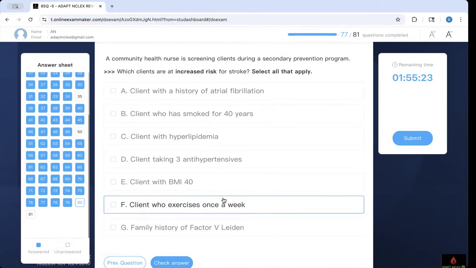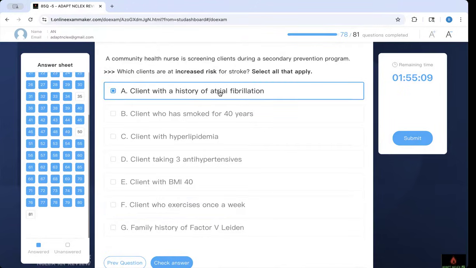Your BMI is high. You exercise once a week. Factor V Leiden. What do you think? Which of this is a problem? Make you more at risk for stroke? What do you think? I can tell you all of them. AFib, there will be a clot going from your heart to your brain, and that is a problem. You get stroke.